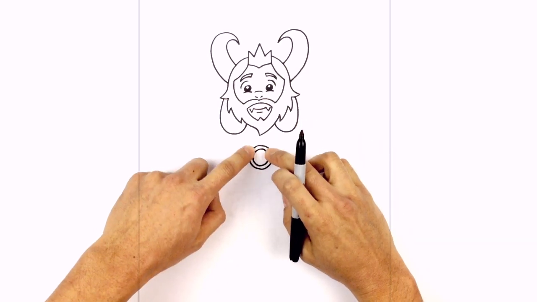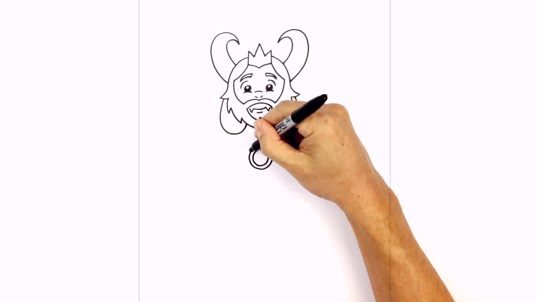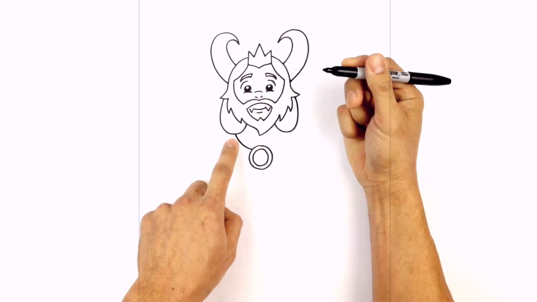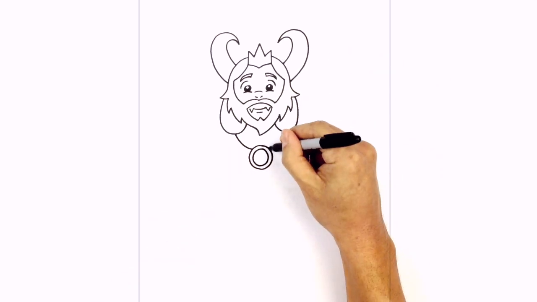Now from the top, we're going to draw on the top of the wing. So on the side, at the top side on the left, we're going to curve up towards the bottom point of the ear. Let's do the same thing on the right.